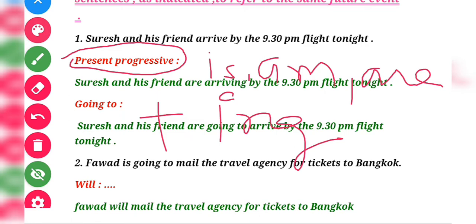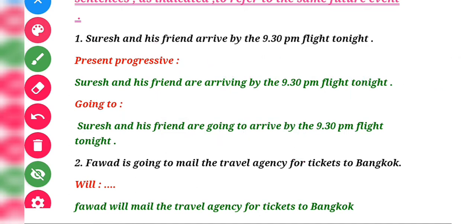See that Suresh and his friend, as it is mentioned here, Suresh is one subject and his friend is another subject, so the verb will be are, because two individual subjects are put in this sentence. Clear? So Suresh and his friend are arriving by the 9:30 PM flight tonight.